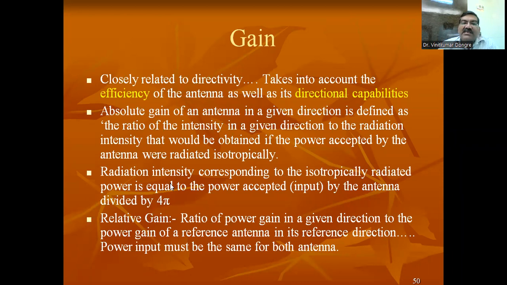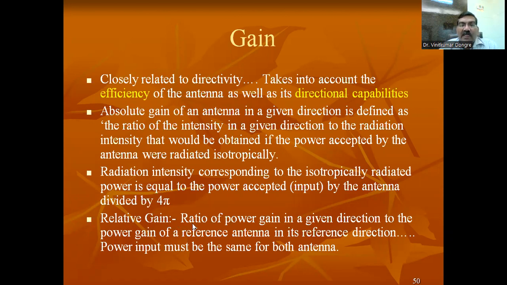This radiation intensity corresponding to the isotropic radiated power is equal to the power accepted by the antenna divided by 4 pi. Why 4 pi? The solid angle of the sphere is 4 pi. I am saying this repeatedly. This is called the absolute gain. Again, the gain of an antenna is of two types: one is the absolute gain, the other is the relative gain. Generally, we calculate the relative gain. Absolute gain is calculated in some theoretical calculations, but generally the gain is calculated as a relative gain.